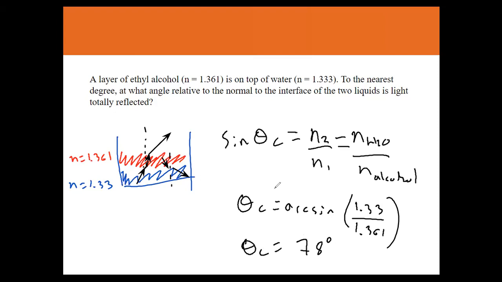Sir? Yes. So is the light being sent from the water to the alcohol, or from the alcohol to the water? So in this case, only light beams being sent from the alcohol towards the water can get total internal reflection. Only light rays coming in from above through the alcohol into the water can actually undergo total internal reflection. Rays coming from the water into the alcohol cannot undergo total internal reflection. Does that make sense? Okay, I got it.